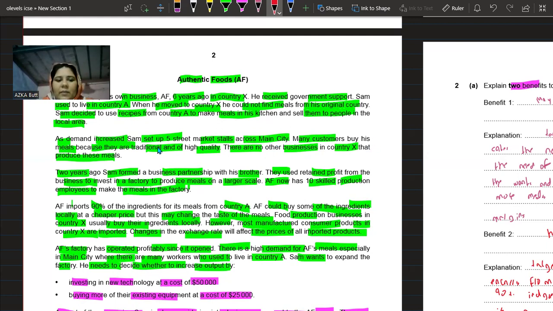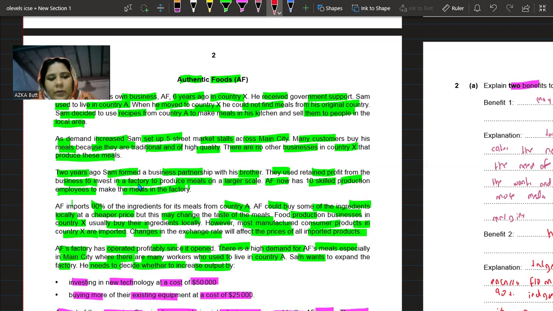So many customers buy these meals because they are traditional and of high quality. So this is the reason why the people are basically attracted towards these meals. There are no other businesses in country X that produce these meals, and this is also one more reason that there is no competitor in the market. So it means that they can increase their demand very easily, and they can expand very easily. Why? Because of course there is no one who is producing these meals.